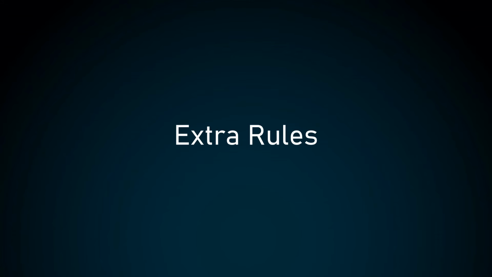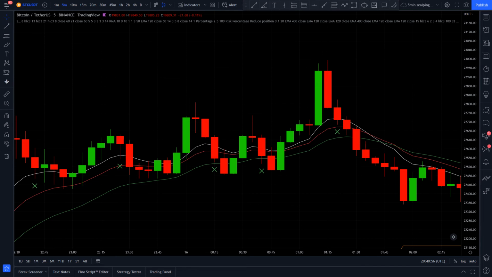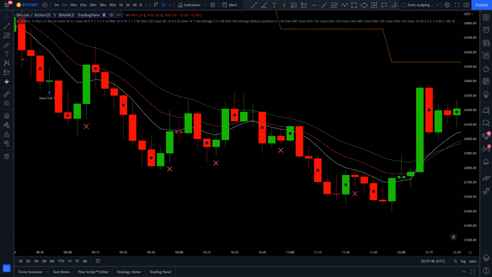Now I have to mention a few extra rules which we added to eliminate some of the bad entry points and some bugs. The first one is the following. In case of a long position, if any of the candles after the trigger candle closes below the 5-minute 21 length EMA, the whole setup is cancelled as this is considered as a break of the pattern. In case of a short position, the opposite is true.